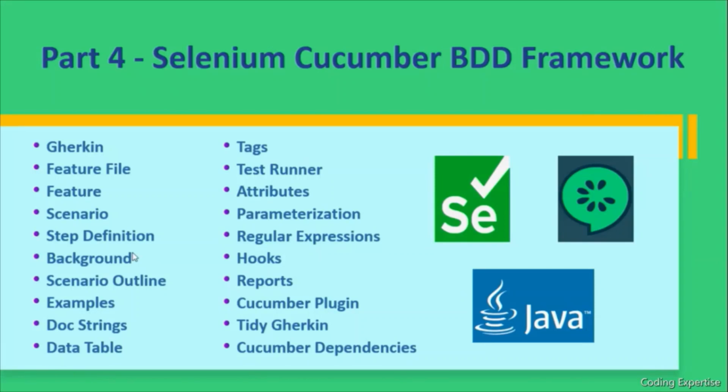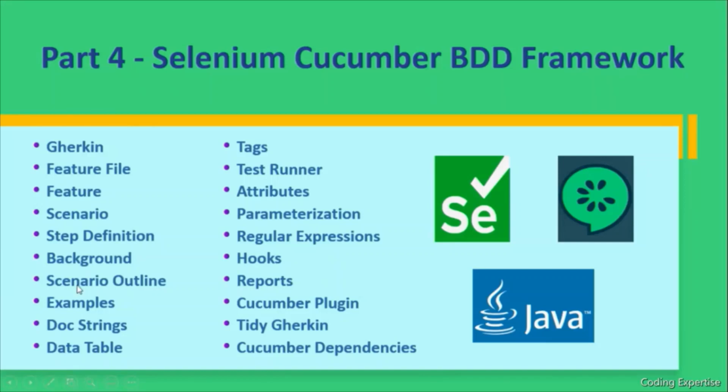The other one is background. It is mainly used to set up a precondition, or we can call this as a prerequisite. It's just like opening up the URL before we test any scenario. The most important point you need to remember is background usually runs before each scenario, but after any before hooks.